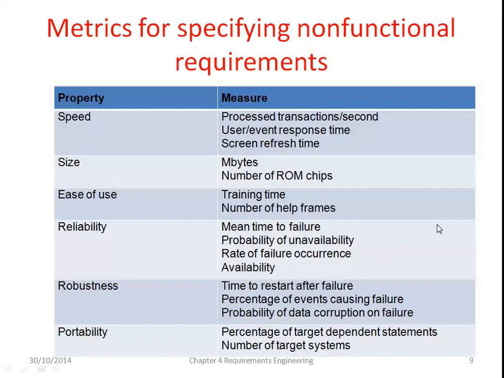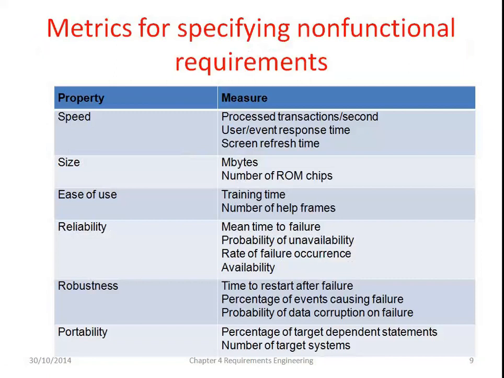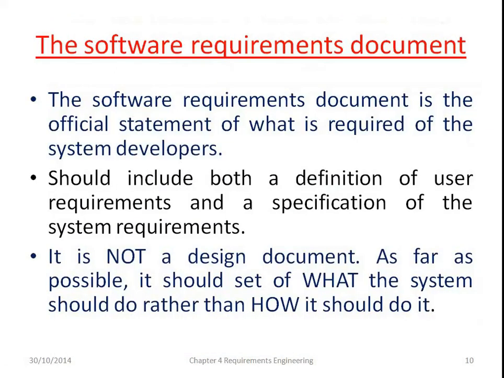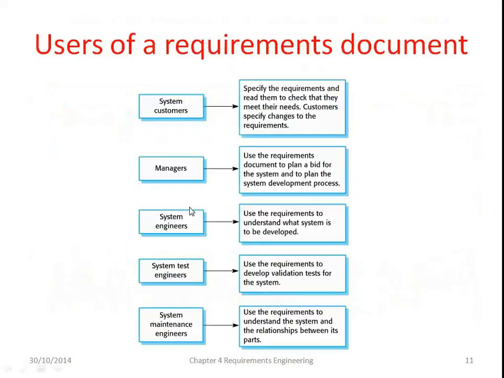And there are some metrics for specifying the non-functional requirements. These are the properties: speed, size, ease of use. All these properties are applied to the whole software product, and the other properties are reliability, robustness, and portability. So all these are the properties of the non-functional requirements, and the measures are also given.